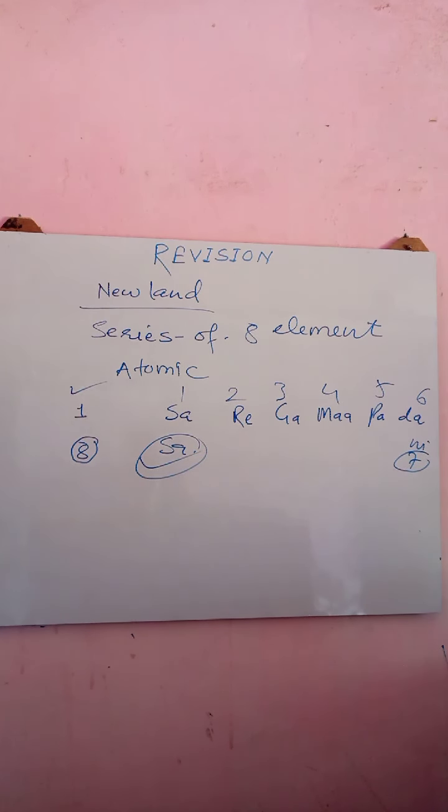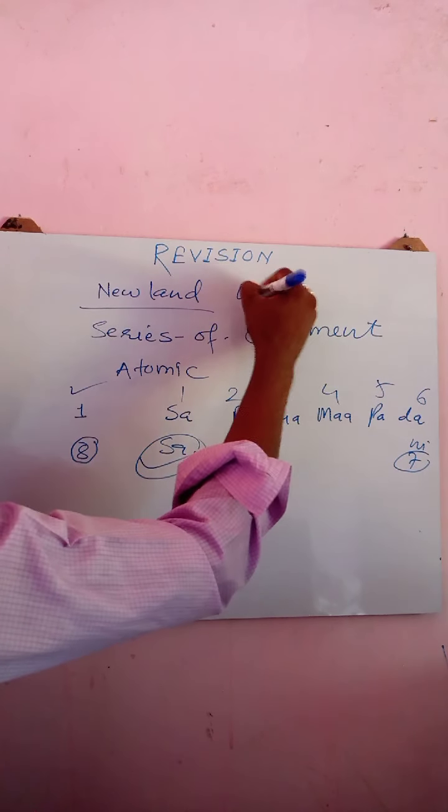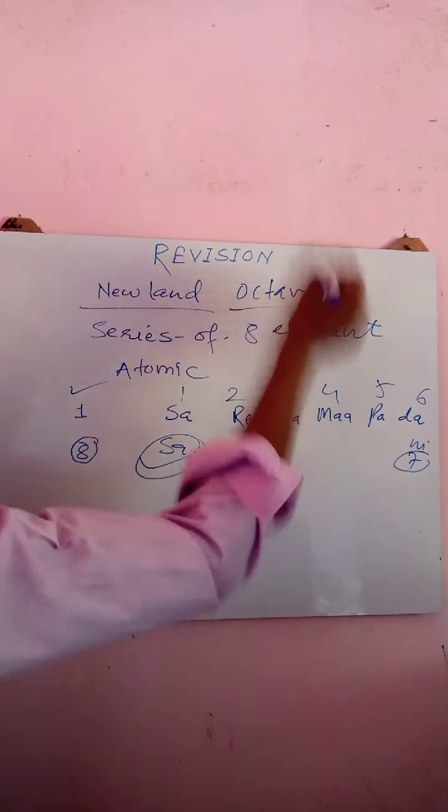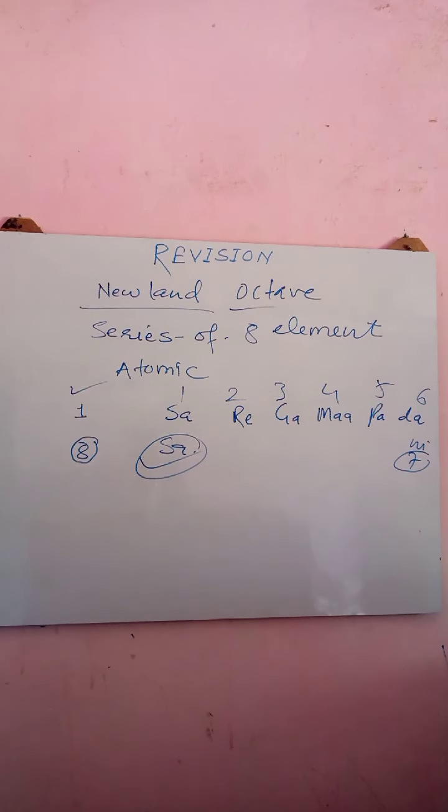Similarly, in the classification of elements, the first element has properties resembling the 8th element, or you can say the property of the 8th element resembles the property of the first element. Okay, this concept was given by scientist Newland, and the total classification is known as Newland octave. Octa means 8. It means he classified the elements into a series of 8 elements. Right?